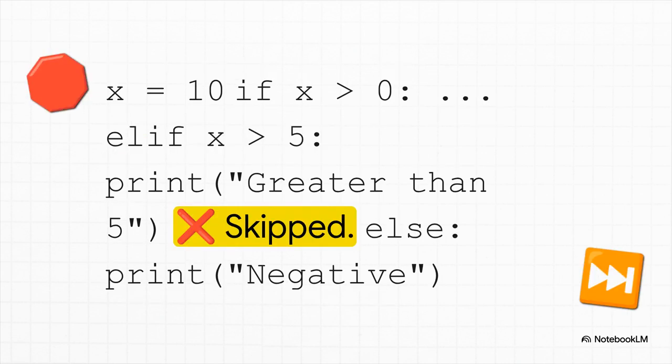Now watch what happens next. Even though the elif condition, is x greater than 5, is also true, Python doesn't care. It never even checks it. Why? Because it already found a true condition, ran that code, and then jumped straight to the end of the entire if-elif-else block. Remember, only one block in the whole chain will ever run.